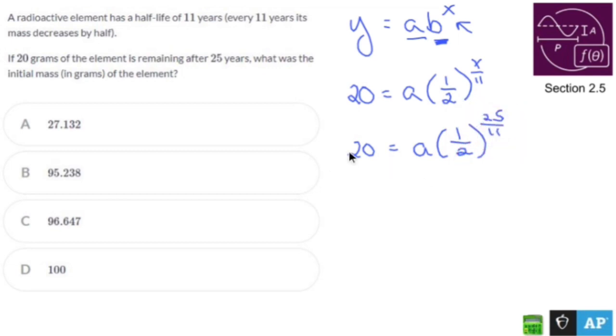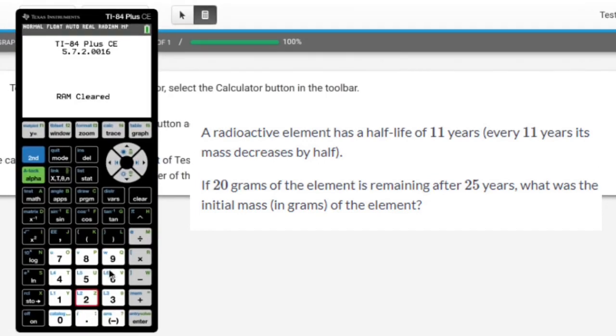So this is how I'm going to handle this problem, because now I need a calculator to take over. I'm going to find 1/2 to the 25 over 11, get some number, and 20 divided by that number is going to get me my A. So let's see what happens. Now I'm at the point where I really can't do much without a calculator. So I have two calculations that I need to do.